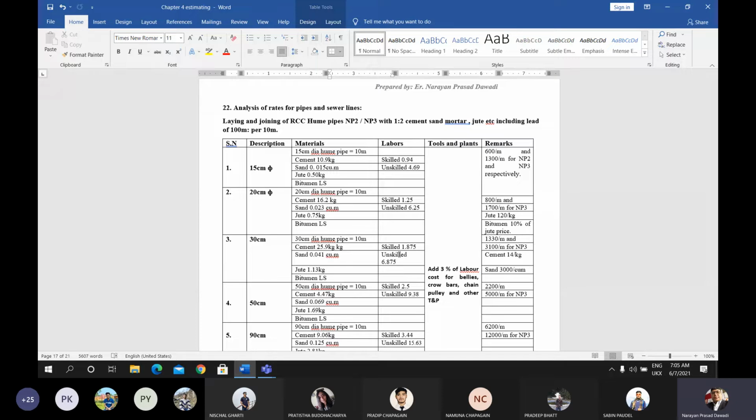Laying and joining of RCC pipe NP2 and NP3 with 1:2 cement mortar, including lead of 100 meter, per 10 meter.